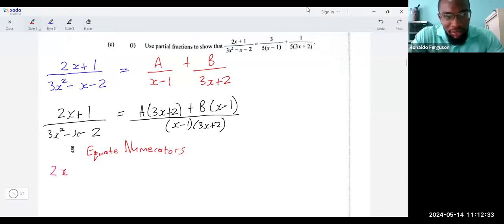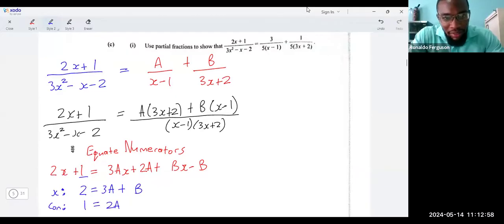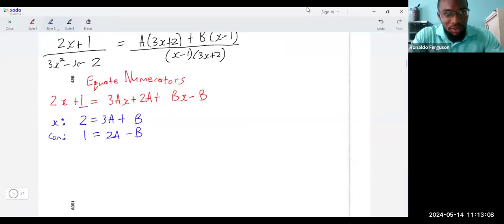Equating numerators, we have 2x plus 1 equal to 3ax plus 2a plus bx minus b. Equating the x, then you have 2 is equal to 3a plus b. And by equating now the constants, we have 1 is equal to 2a minus b. So now we need to solve these two simultaneously.